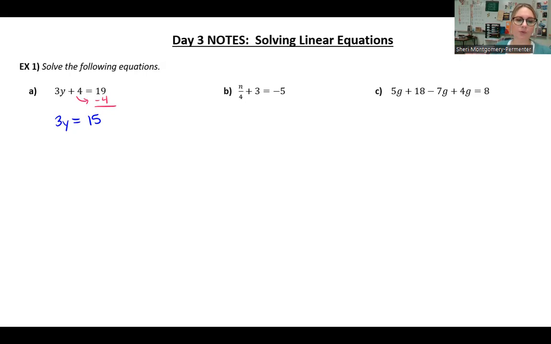In our last step, we want to get y by itself. So what do we do? Very good. So I hear some of you guys, y equals what? Very good. If I wanted to check to make sure that I had the correct answer, does anybody know how I could do that?